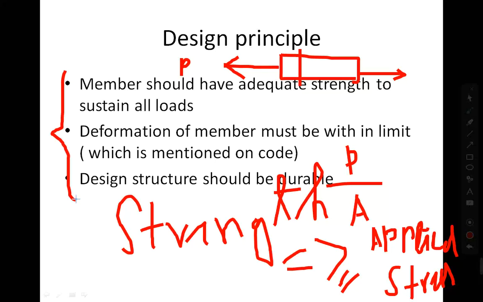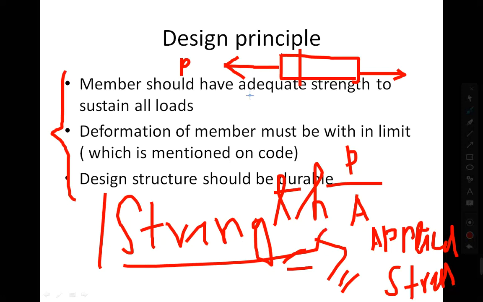So how do we create the strength? It means we choose the section in such a way, and also we choose suitable reinforcement with a suitable amount of steel, and choose the material in such a way that the strength we calculate from the sections and materials we are using is more than the applied stress.